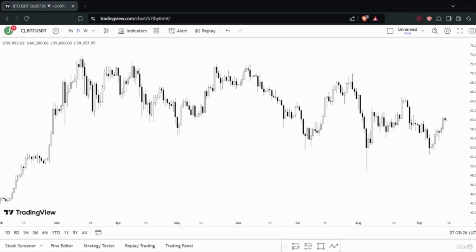If we close above, we're expecting higher. If we close below, we're expecting lower. If we take the high and we close below, we're expecting lower. If we take the low and we close above, we're expecting higher. Same thing on the daily. Weekly is the big dad. Okay, weekly is the big dad.